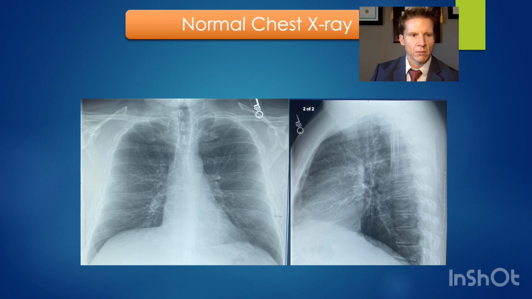I don't see any broken ribs. I don't see any other masses or evidence of subcutaneous emphysema. I don't see any lytic or blastic lesions in the chest.